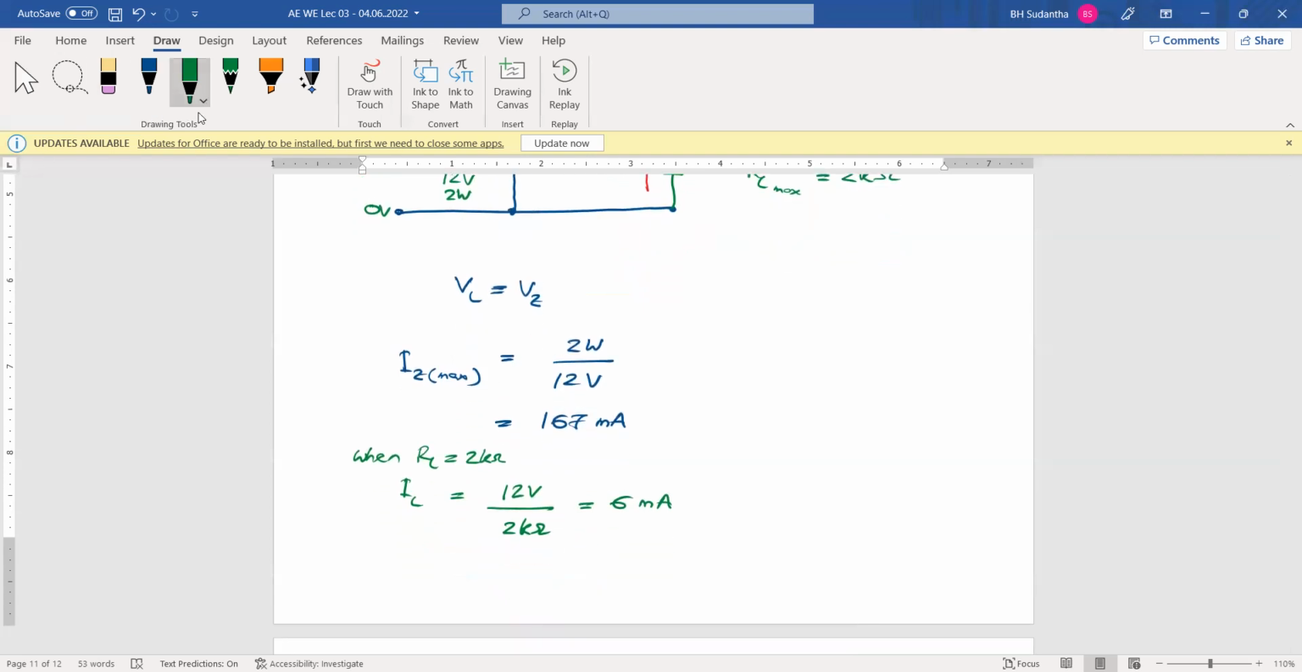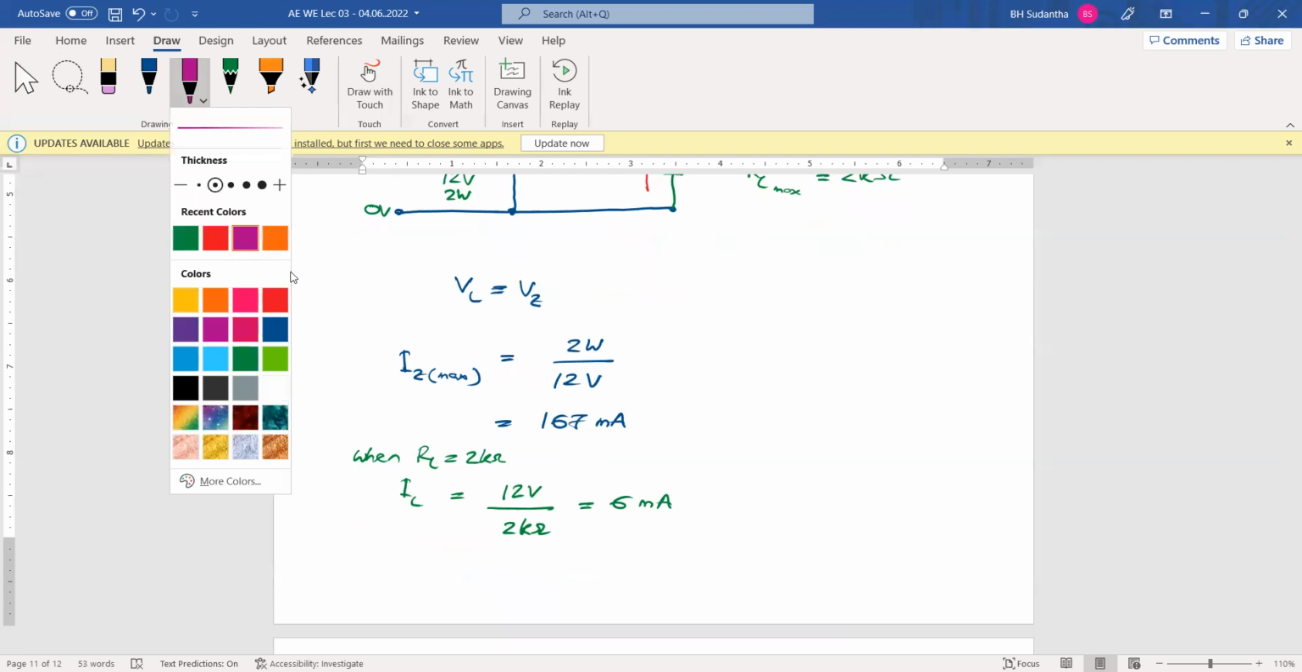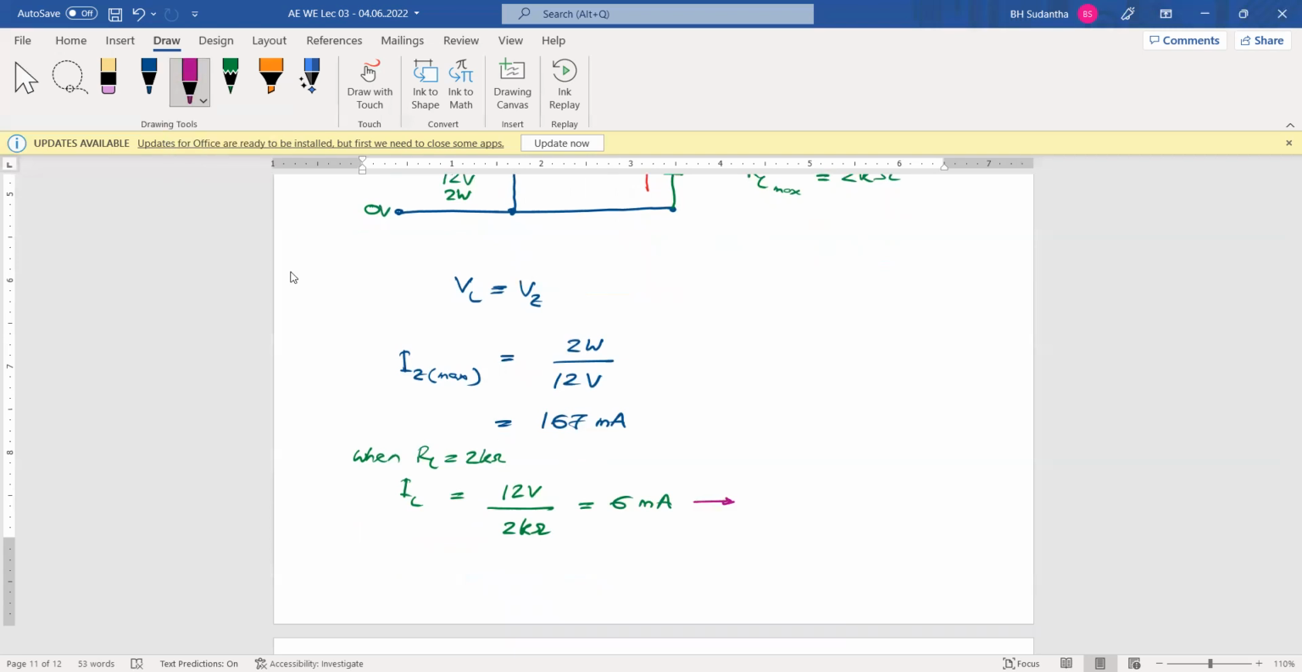During that time, what about the Zener current? IZ is IZ max minus IL. This is 167 and this is 6, so it is 161 milliamperes. When the load has its maximum resistance, the Zener current is 161 milliamperes.